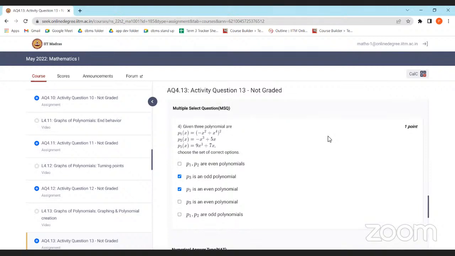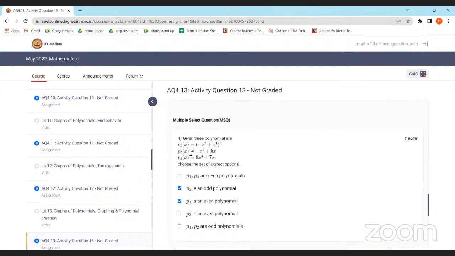Okay. Here you can see odd and even polynomials, right? So P1 is an even polynomial, because it is some square of the whole term. The square can be P2. P2 is odd. How is it odd?